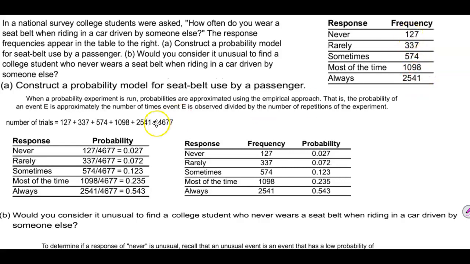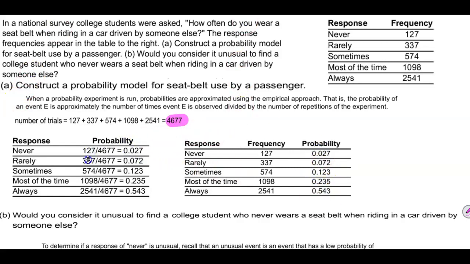So if we add up the total here, 127, 330, 37, all the way through 2,541, we would get a total of 4,067.